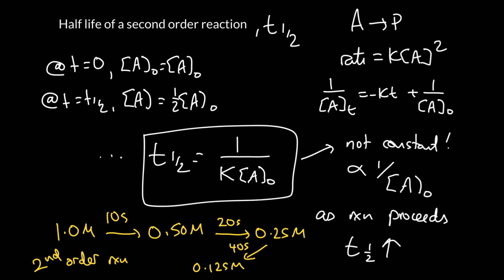Unlike a first order reaction, where it would take the same amount of time every time, and a zero order reaction, where it actually goes faster and faster as time goes on, for a second order reaction it takes longer and longer for the next half of the material to go away. And that's actually a way you can tell if something's second order or not.